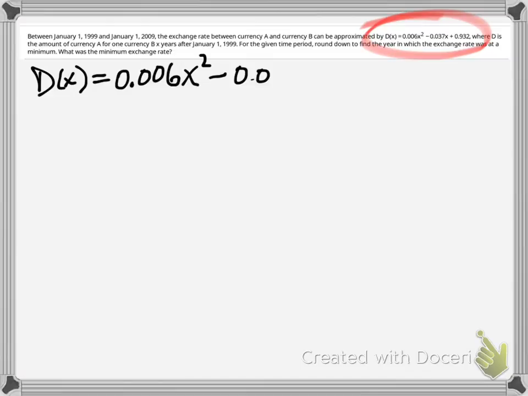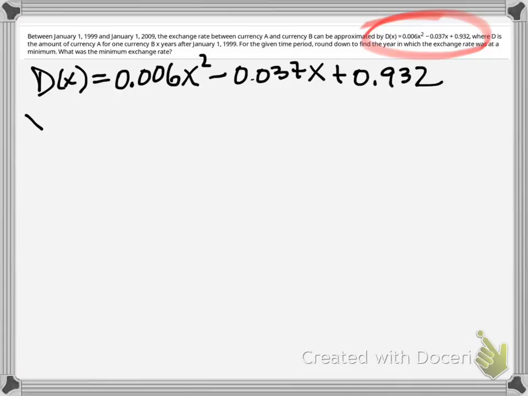This formula calculates the exchange rate between two currencies beginning in the year 1991. X represents the year, and D of X represents what that exchange rate was between those two currencies. If you look at the equation, it is a quadratic equation. In other words, if you graph this, it's going to be a parabola that opens up.